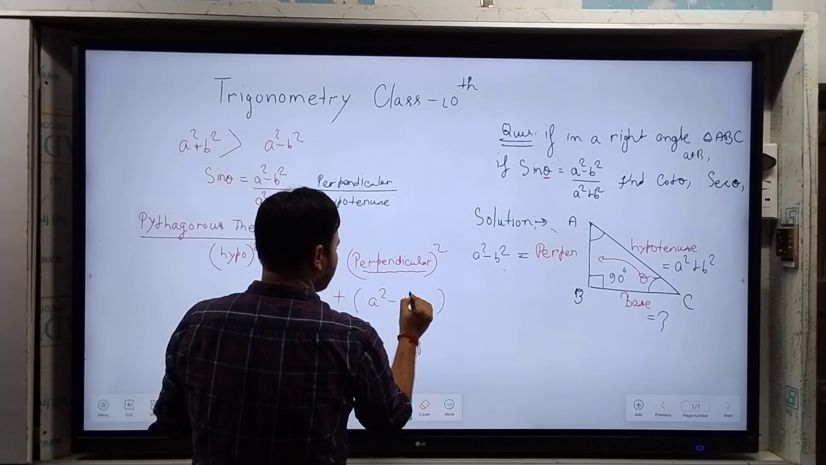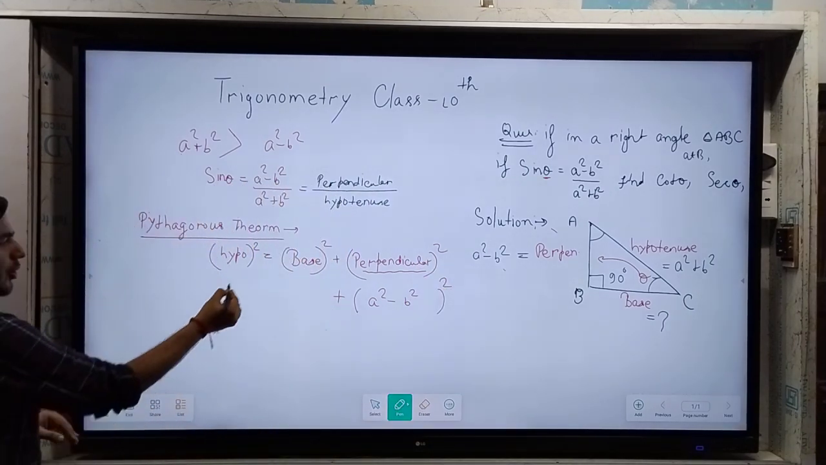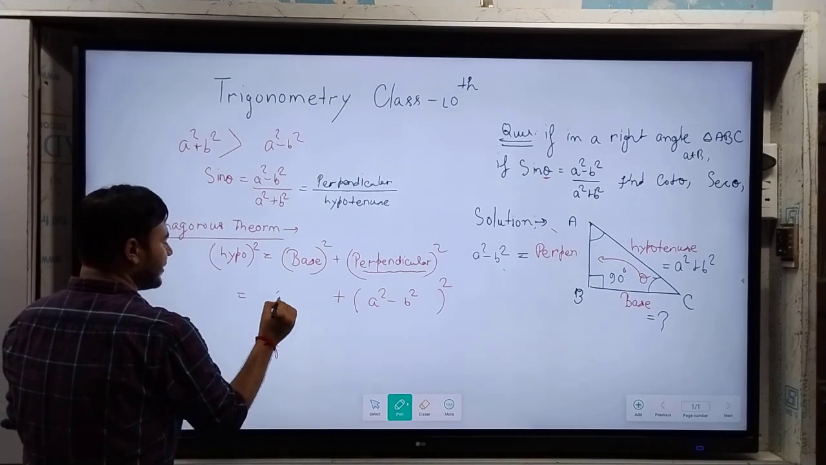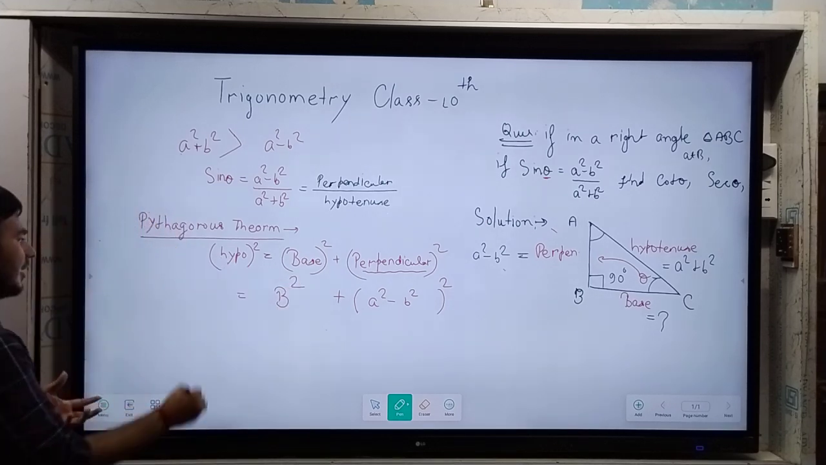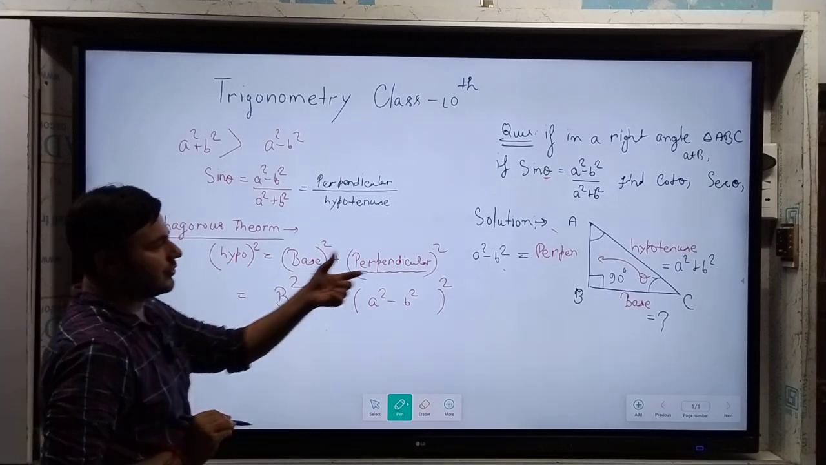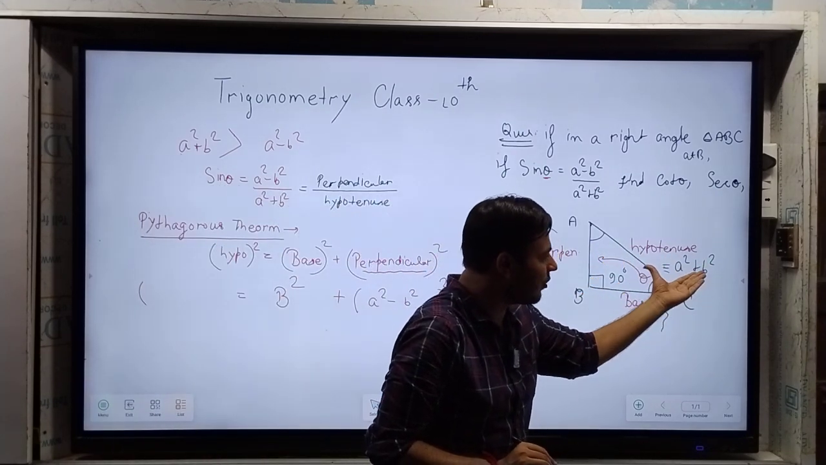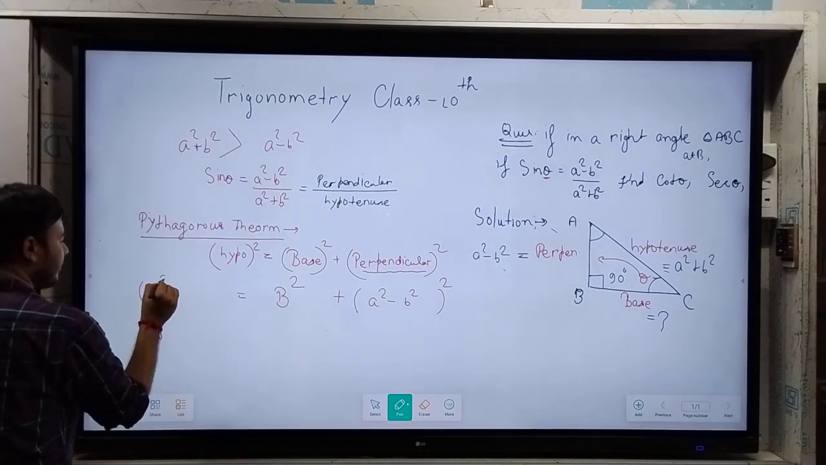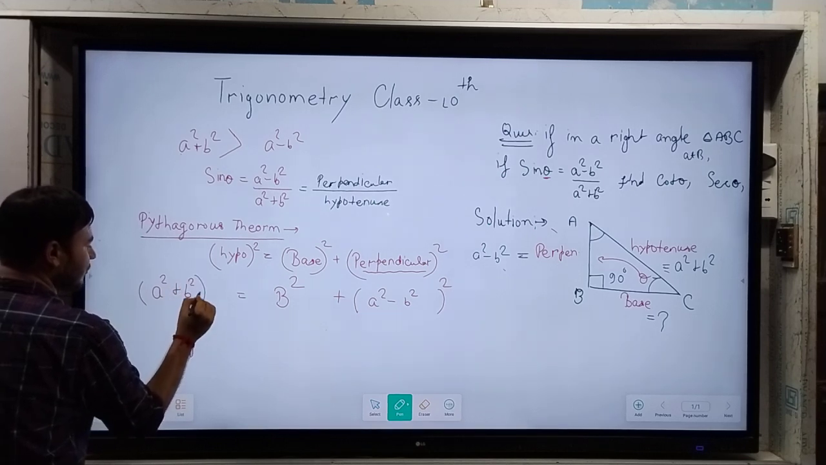A square minus b square. Now base we have to find. Base in short way we write only b. Base square. Hypotenuse, what is this? You can see hypotenuse is a square plus b square. This is the longest side. A square plus b square whole square.